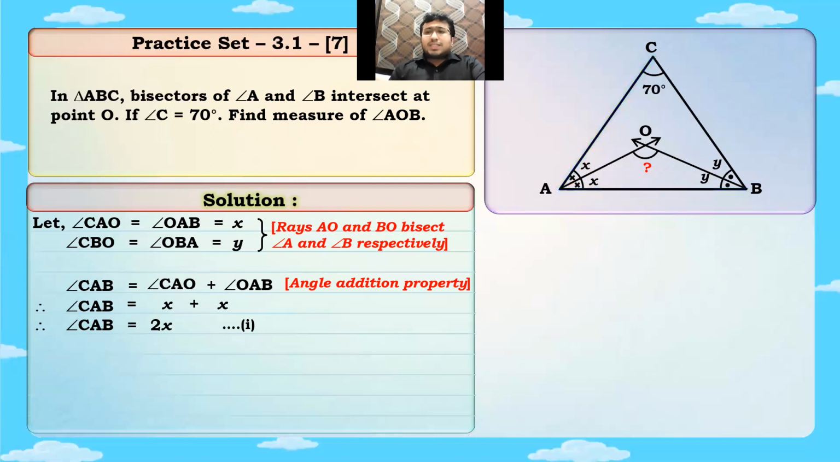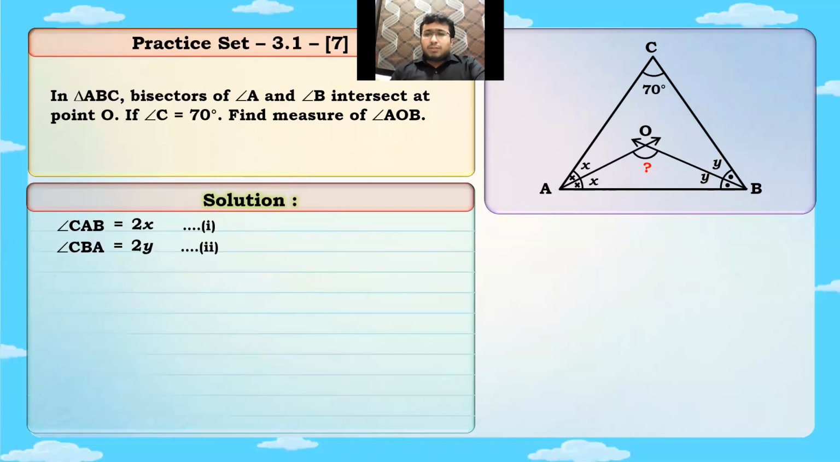Same way, students, is angle CBA also made up of two angles? Yes, it is also made up of two angles. That is Y plus Y. So tell me, students, what will be the measure of angle CBA? Yes, it will be 2Y. I mark this as result number 2.